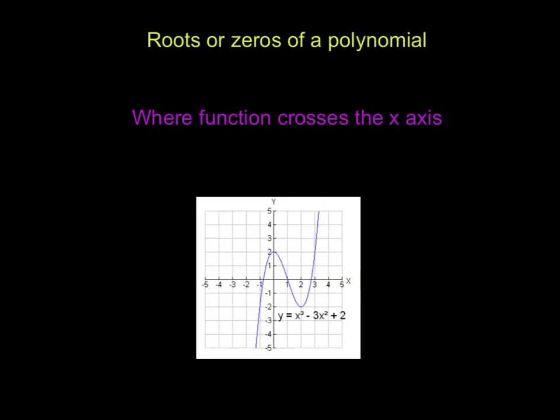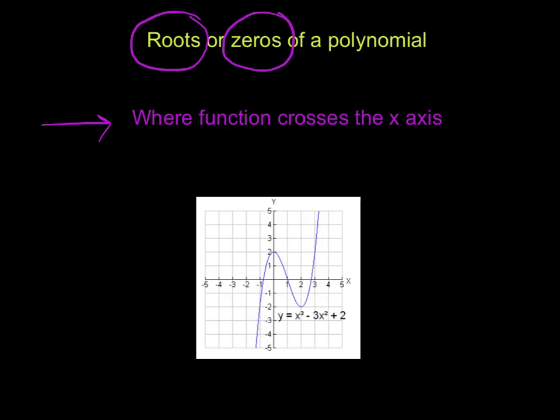Alright, our last tiny little topic here is called roots or zeros of a polynomial. And our definition is where the function crosses the x-axis. So it's a simple multiple choice question. We've seen it almost every year. Just where does the graph cross the x-axis? And there's 2 ways to say it. They can either use the word root or 0.